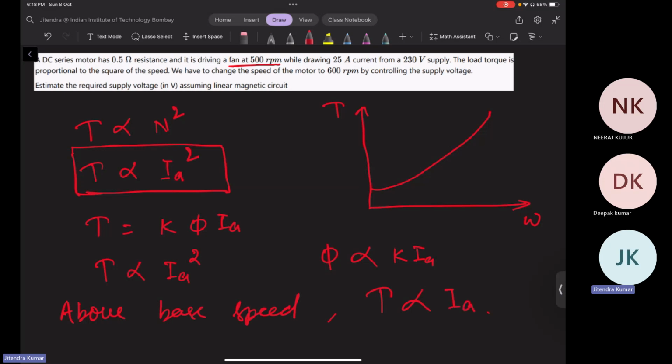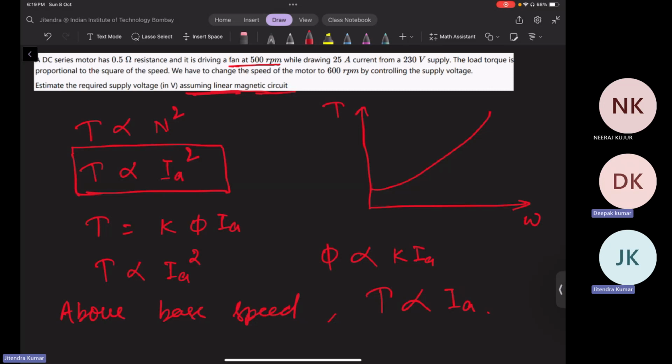So in this problem, the condition given is that load torque is proportional to the square of the speed. We have to change the speed of the motor to 600 RPM by controlling the supply voltage, so you have control only on the supply voltage. Again, we assume a linear magnetic circuit, which means we can ignore saturation, and we have to estimate the required supply voltage. What value of voltage can you apply at the terminal so that you can change the speed from 500 rpm to 600 rpm? Any approach coming to your mind? Yeah, go ahead, Deepak.